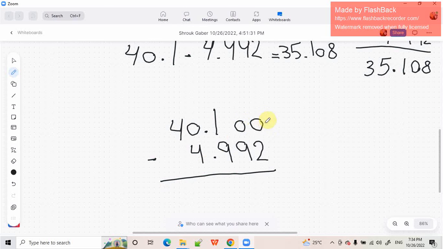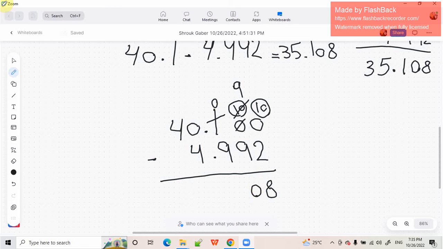Now 0 minus 2 doesn't work. We can't subtract a big number from a small number. What happened? I will take 1 from a 0, but I can't take 1 from a 0, so this 0 will take 1 from the 1. The 1 will be 0. Now this 0 will be 10. Now can I take 1 from the 10? Yes, 10 will be 9. 0 will be 10. Okay, 10 minus 2 is 8. 9 minus 9 is 0.